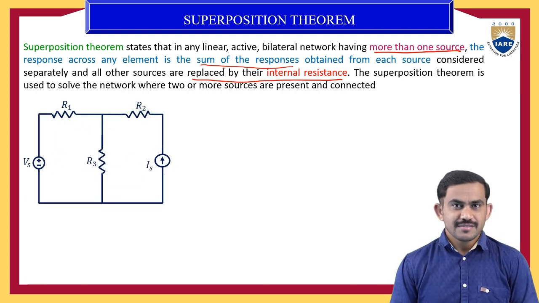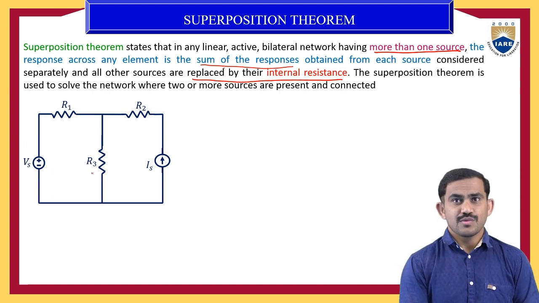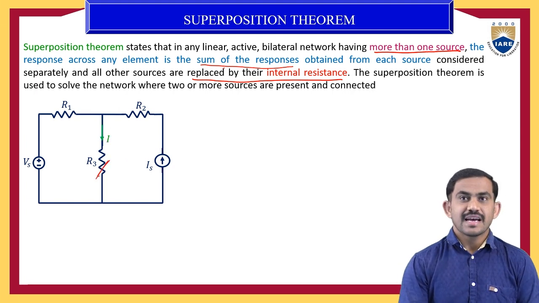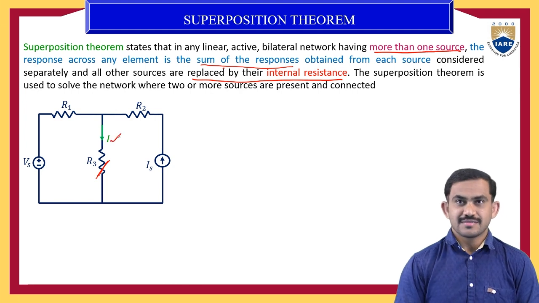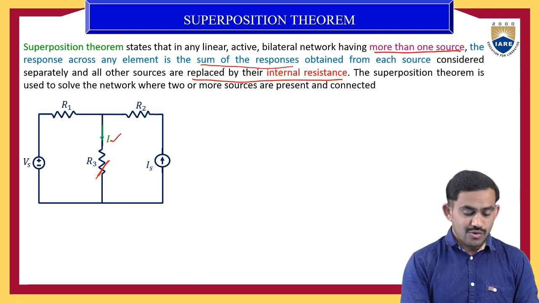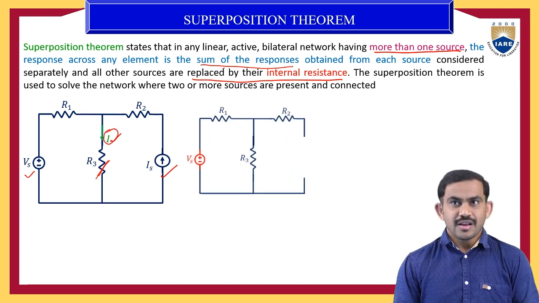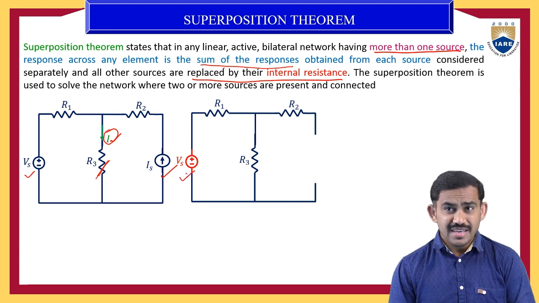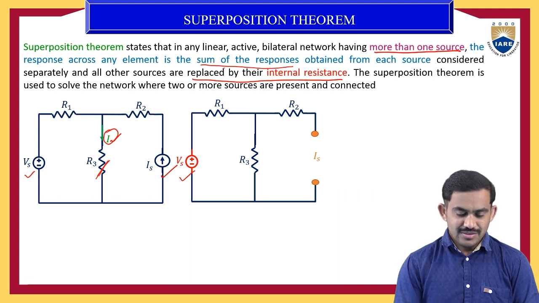I have one circuit here with a voltage source as well as a current source. Now I require the current in this branch, which I mention as I1. When you have a voltage source as well as a current source, you need to find the I1 value. Now my voltage source is acting. Then what about your current source? It's open. Same circuit.